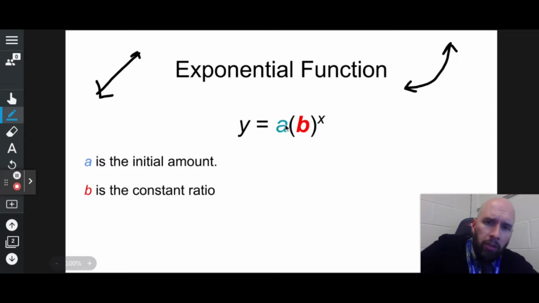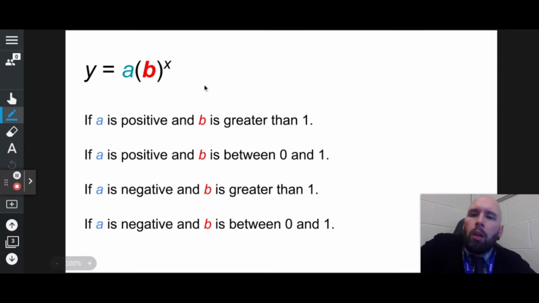A represents the initial amount. B represents the constant ratio. Okay, so that is how much you're basically doubling or tripling or halving or quadrupling or a thirding or something like that time after time after time again. And of course, our variable is x, and our variable is an exponent this time. So we're getting a little fancy now.